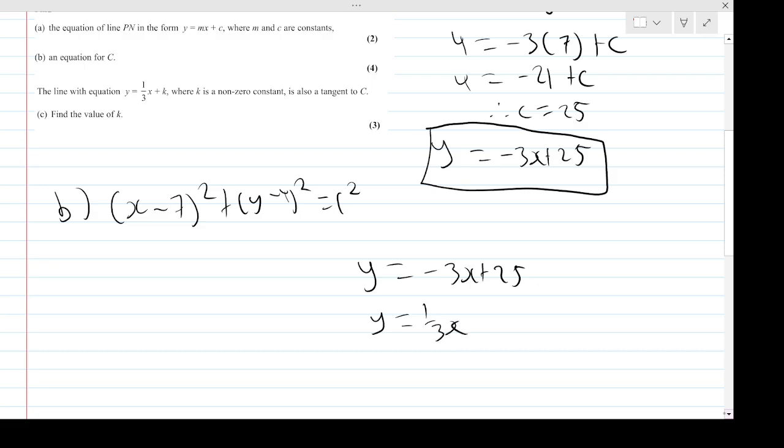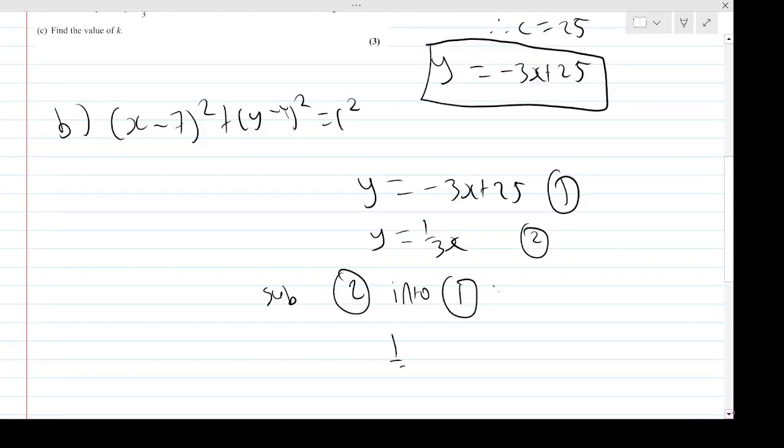If I call that equation 1 and equation 2, I can then equate them again, because that's the radius and the tangent intersecting at the point. To find that point, I can equate them. So I can substitute, say, 1. Now I'm going to substitute the second equation into the first, to get y, which is a third x, then is minus 3x plus 25.